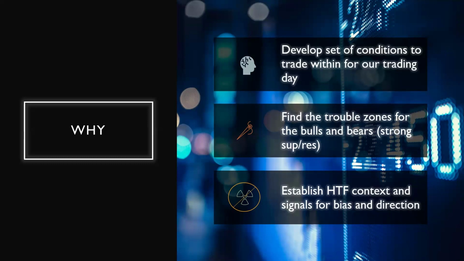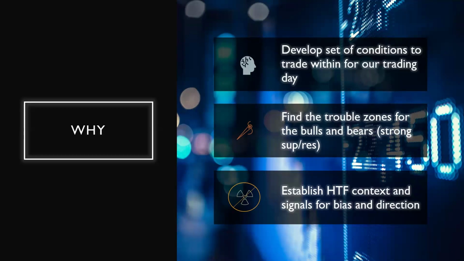So we want to have conditions for our trading to trade within. We want to find trouble zones for the bulls and the bears. So strong support and resistance levels in the market that we can hang our hats on as places where we would expect there to be rotations and be great places to look for trade opportunities.